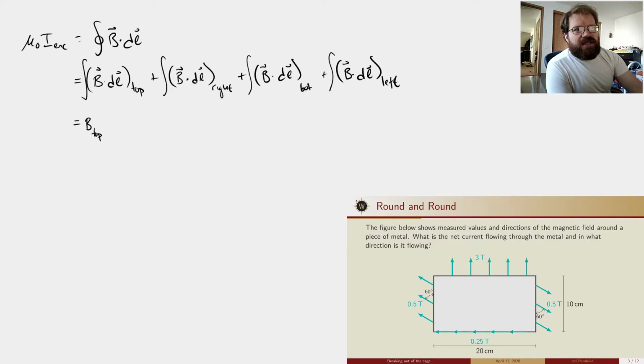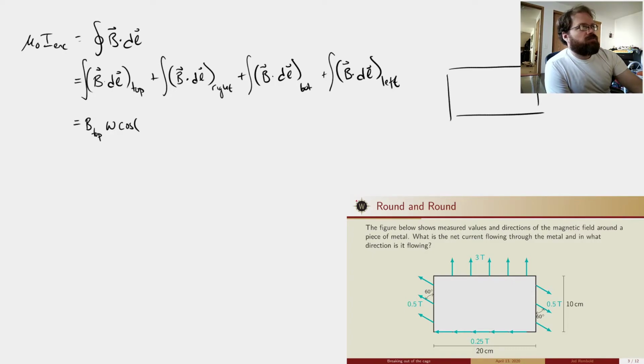But I can always write that out in terms of magnitude. So this is just the magnitude of B at the top times the width, the whole length along the top, times the cosine of the angle between those two things. Well, on the top, we didn't specify which direction we're going around our loop here. Remember, you always have to specify a direction that you're actually traveling around your loop in any given circumstance.